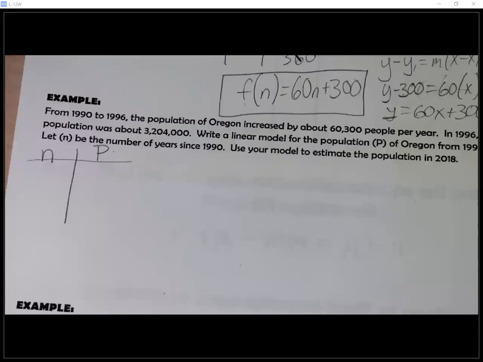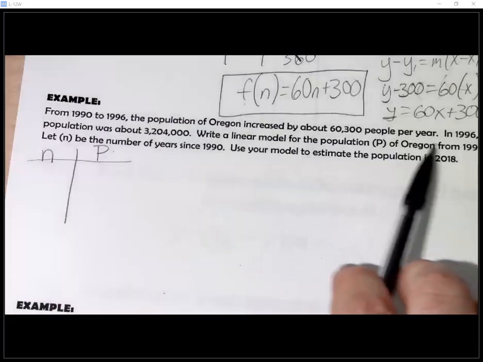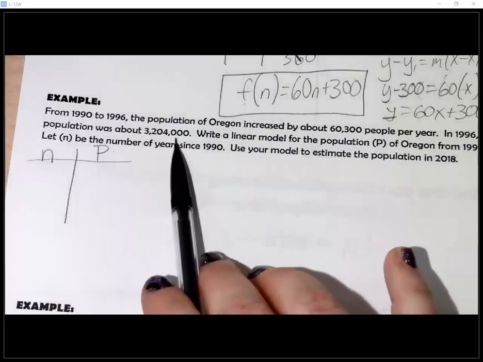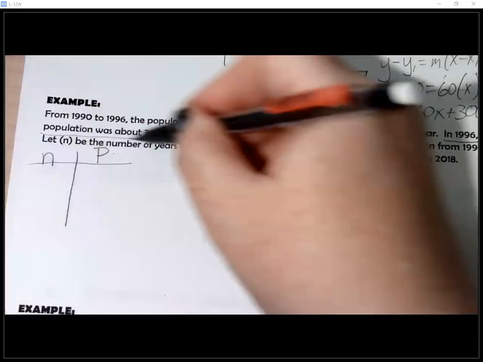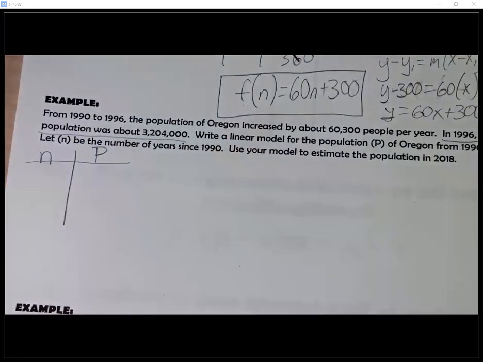Okay, now this time they did give me some information. Let's read. Okay, so for this 6-year span, it was increasing at 60,300 people a year. In 1996, the population was about 3,204,000. That's a point on my line. They gave me a specific bit of information. They said, hey, here's the census from 1996. We had this many people. So let me ask you, for this sentence, what do I put in for N in my little chart here? What does N stand for?